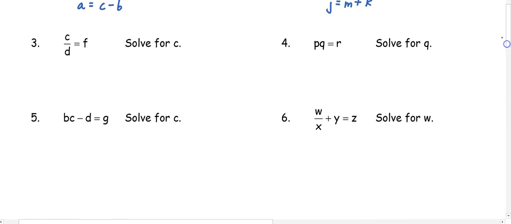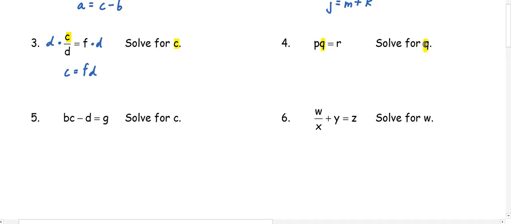Number three, C over D equals F, and we want to solve for C. So we don't want C to move. So in order to get C by itself, right now there's division, so the inverse would be to multiply by D. So C is equal to F times D, or we can just write it as FD because we know that means multiplication still.